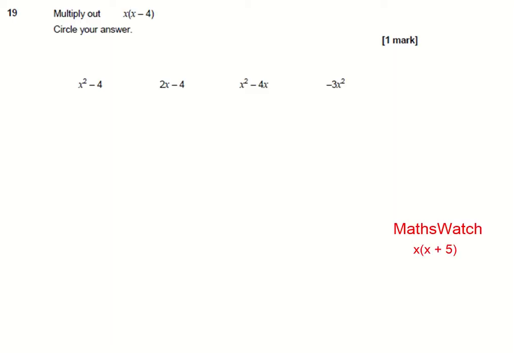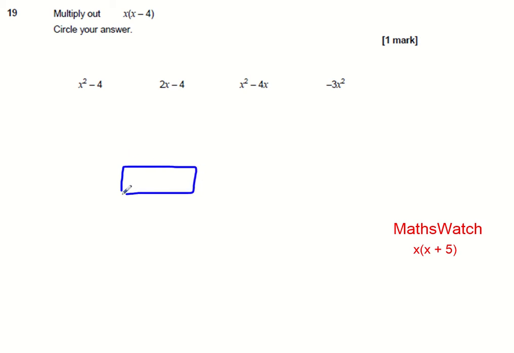Let's begin. Question 19. Multiply out x with x minus 4 inside the brackets. Circle your answer. Multiply out is another way of saying expand. Now when I'm expanding algebra I tend to use the grid method.